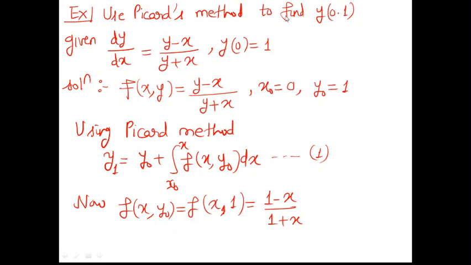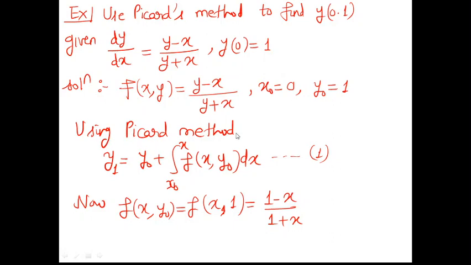So let's start with the first example. Use Picard's method to find y of 0.1. The given differential equation is this. Again we will compare this differential equation with the standard form. So we get f of x, y equal to (y minus x) upon (y plus x), x naught is 0, y naught is equal to 1. This is the general requirement of Picard's method, that you should have f of x, y, x naught and y naught, so that you can start getting the successive approximations by using Picard's iterative formula.